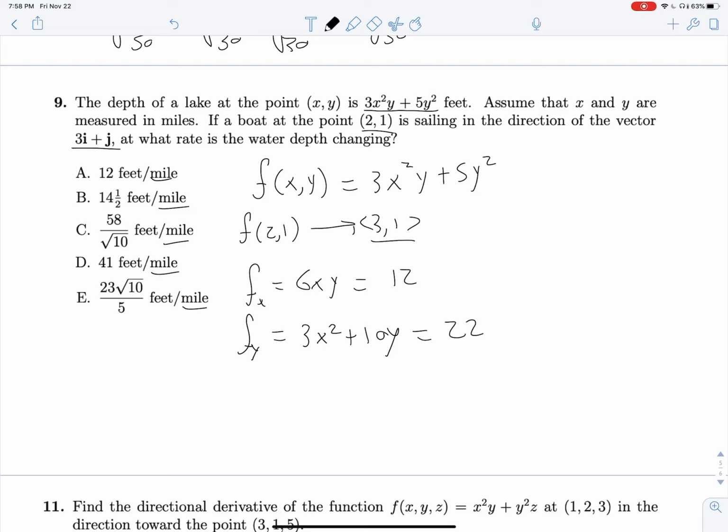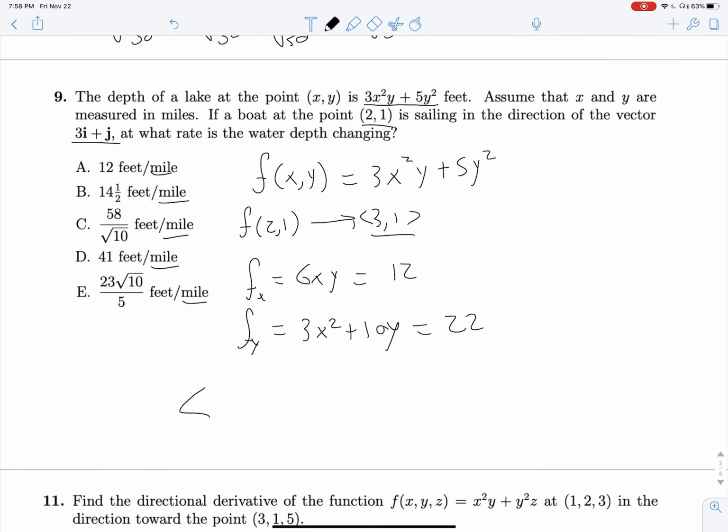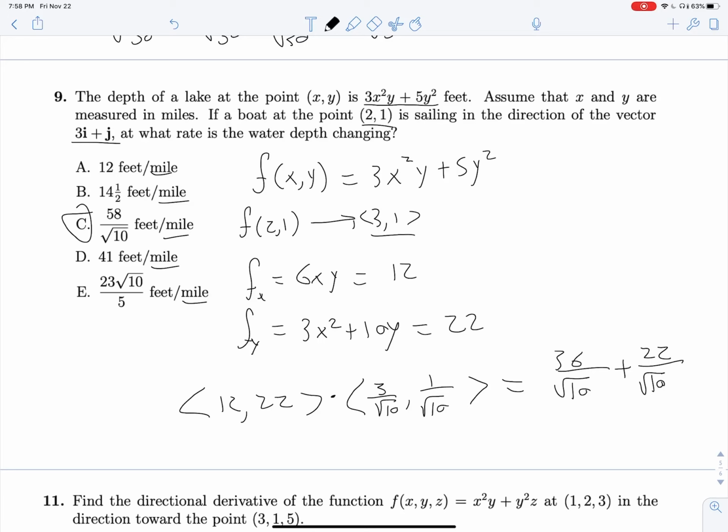And so our entire expression is going to be (12, 22) dotted with (3 over root 10, 1 over root 10). And this dot product is going to be 36 over root 10 plus 22 over root 10, which is going to be 58 over root 10. And they want a rate of change, and in this case, the units for this is just feet per mile.